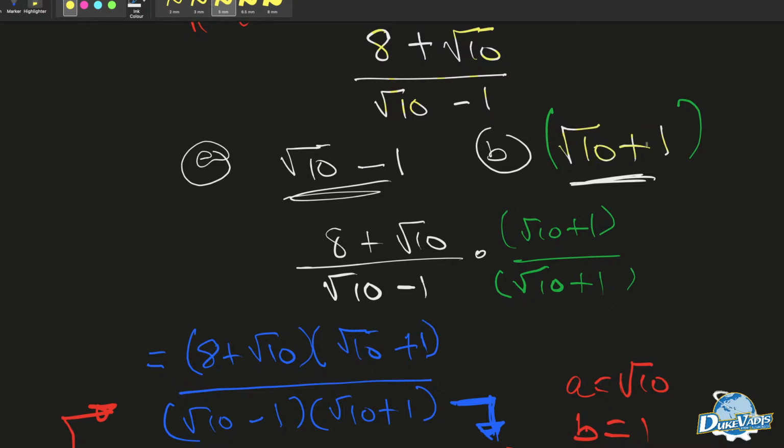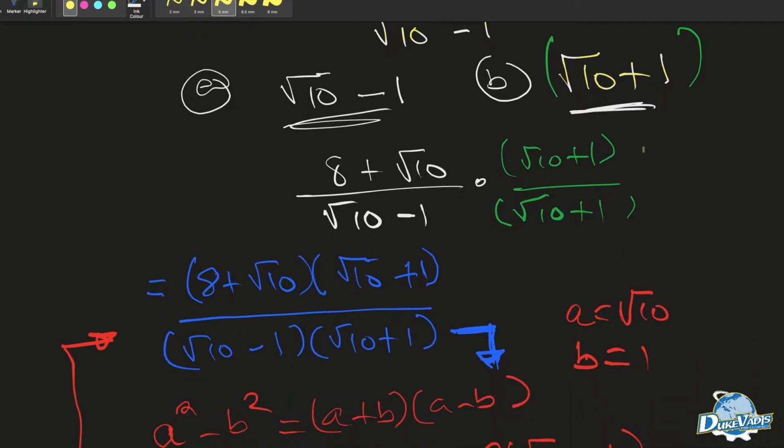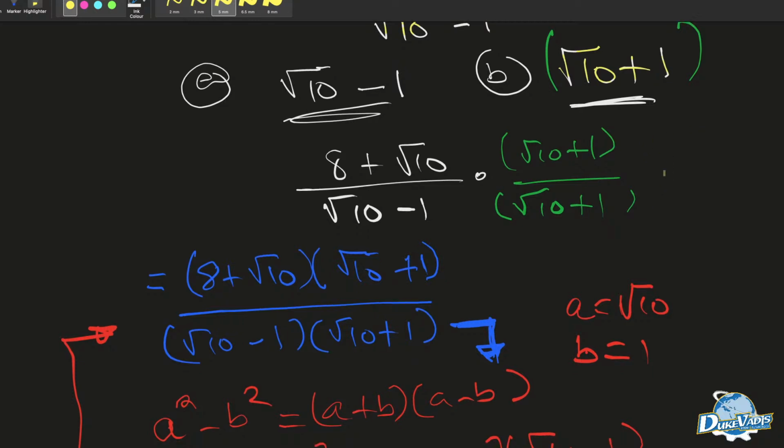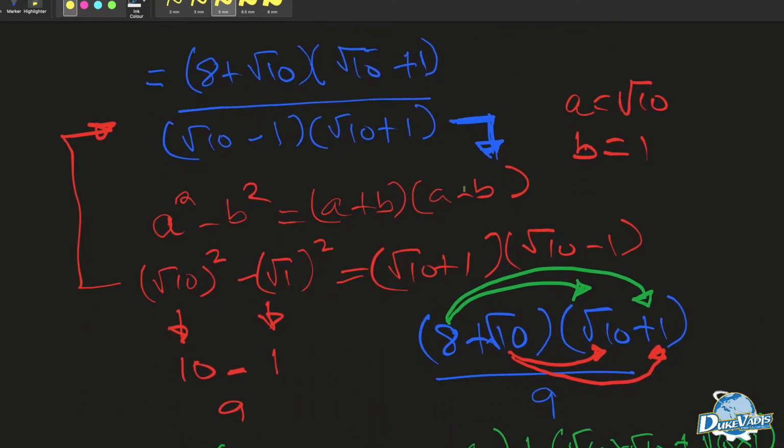You see? And our third step is we have to multiply the numerator by the same expression. So you see that root 10 plus 1, we multiply the numerator by root 10 plus 1 and the denominator by root 10 plus 1. Because if you combine them, it's just 1. After that, we wrote it like this expression, putting a bracket around it.